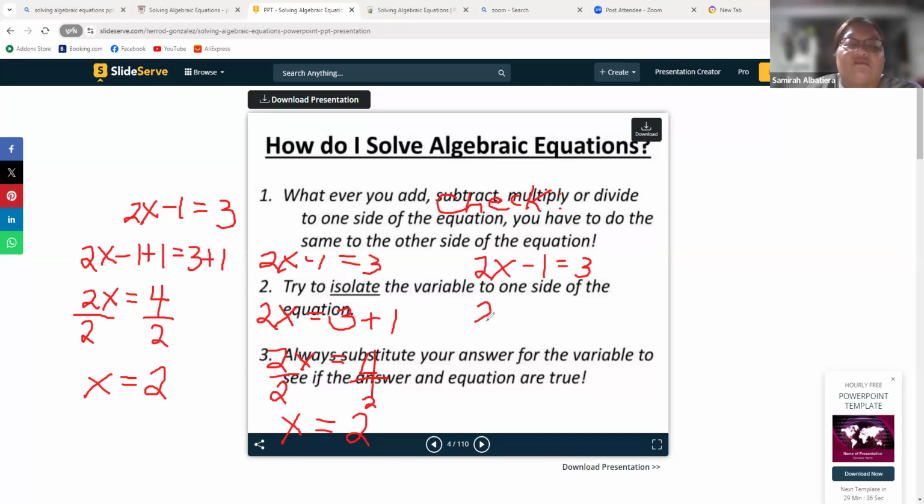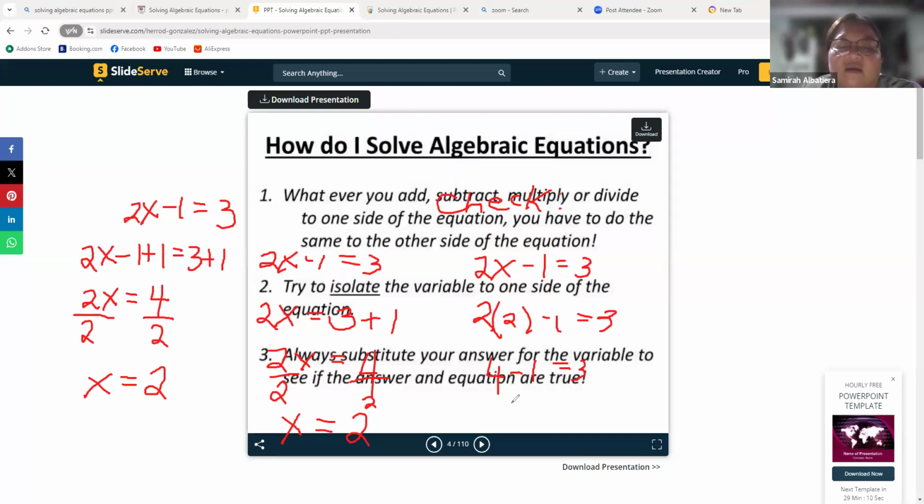And then what is the value of x? The value of x is 2. So 2 times 2 minus 1 is equal to 3. What is 2 times 2? Anyone? What is 2 times 2? 4. Very good. 4 minus 1 is equal to 3.